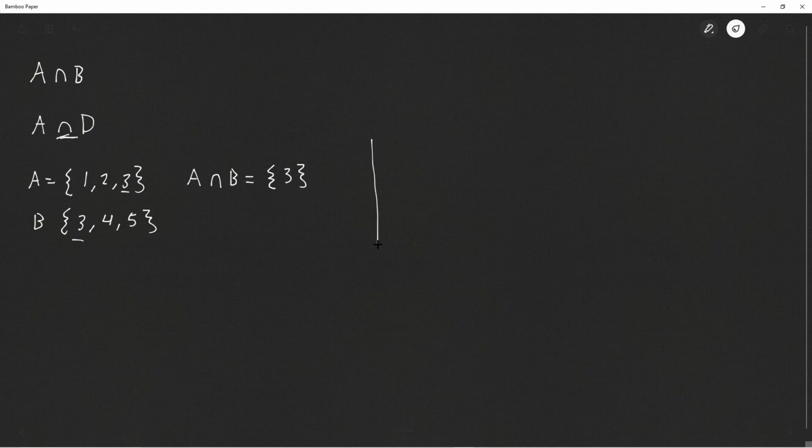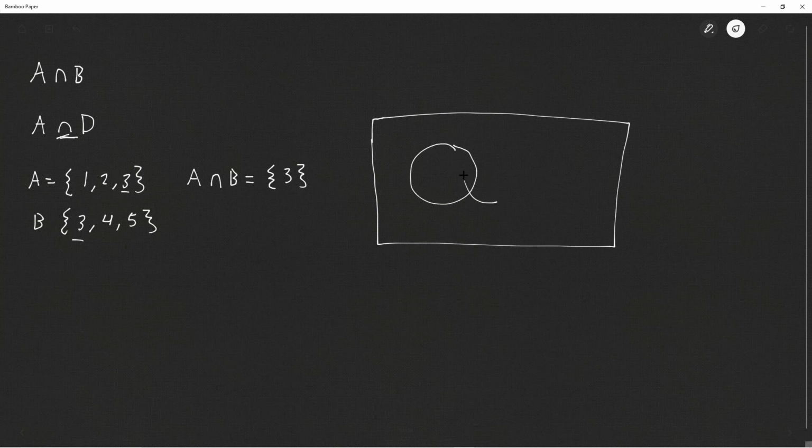So again, if we were to draw our Venn diagram to match this, and we had our A circle and our B circle, our intersection is going to be whatever is in this small sliver in the middle. So we see that A has 1 and 2 just by itself, so we'll write 1 and 2 there, and B has 4 and 5 by itself. And then the intersection, or this little sliver in the middle, is going to be the number 3.